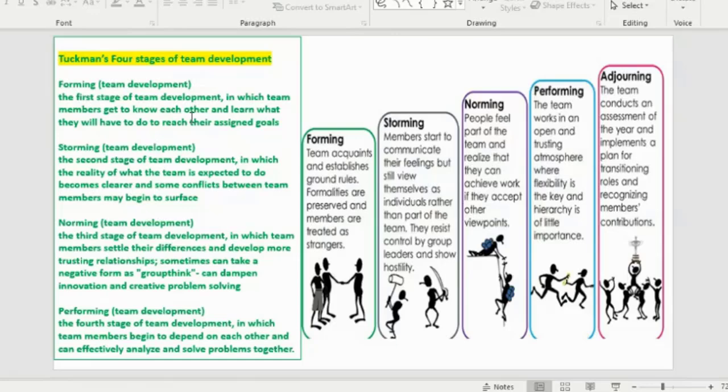Then the third is the norming, and in this stage, the team members settle their differences and develop more trusting relationships. Sometimes this can be a negative form of groupthink, whereby everyone is saying the same thing, and this can dampen innovation and creative problem solving. The next is performing, which is where the team members begin to depend on each other and can effectively analyze and solve problems together. And as you can see from this image, you also have adjourning. This is where the team conducts an assessment of the year and implements a plan for transitioning roles and recognizing members' contributions.